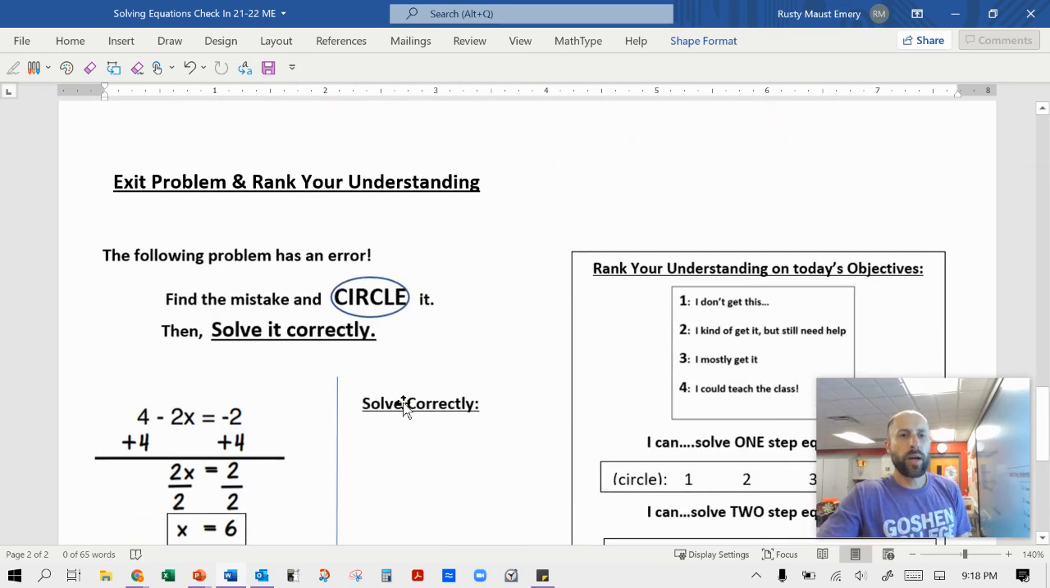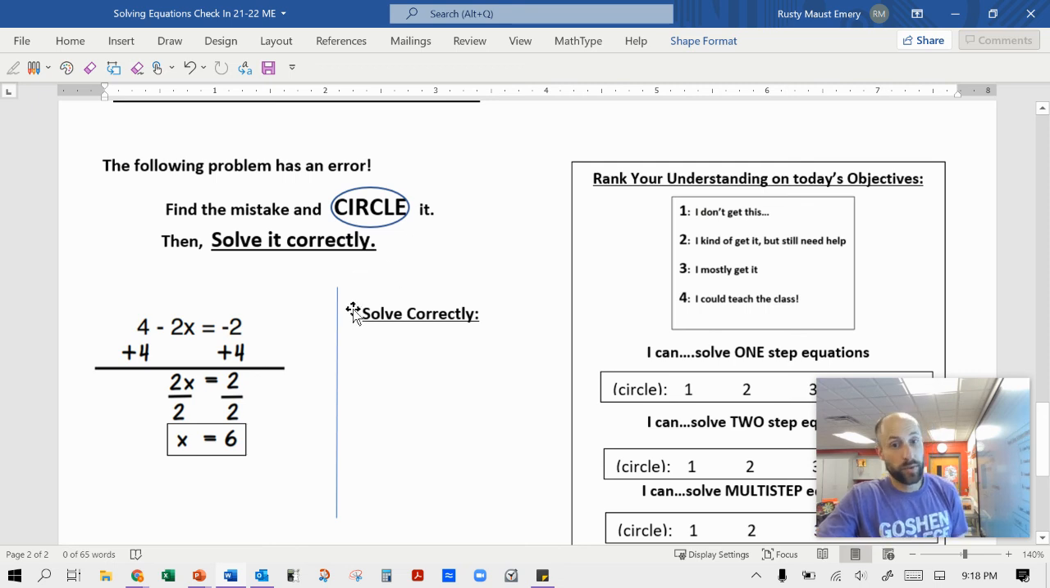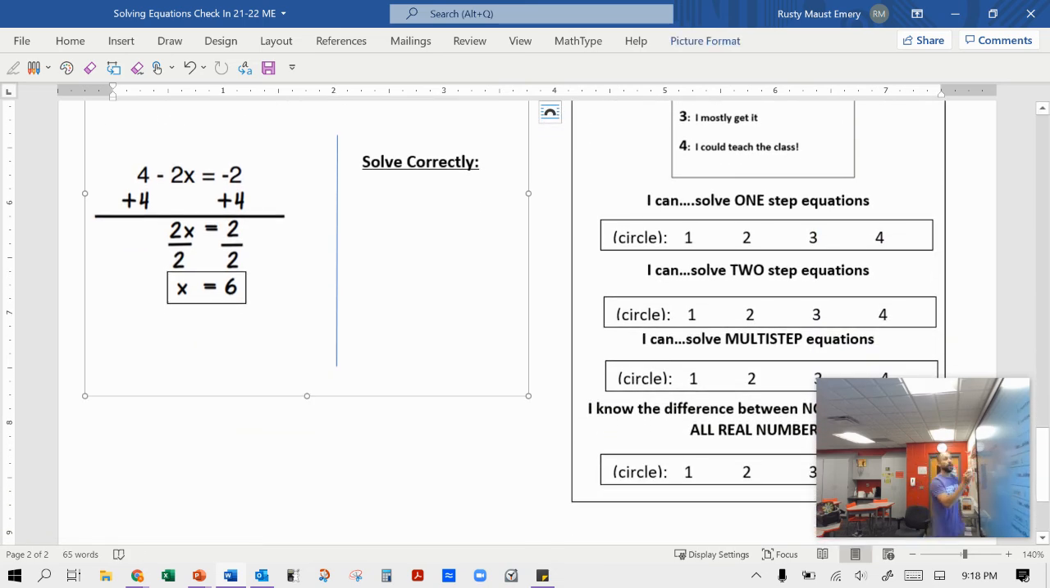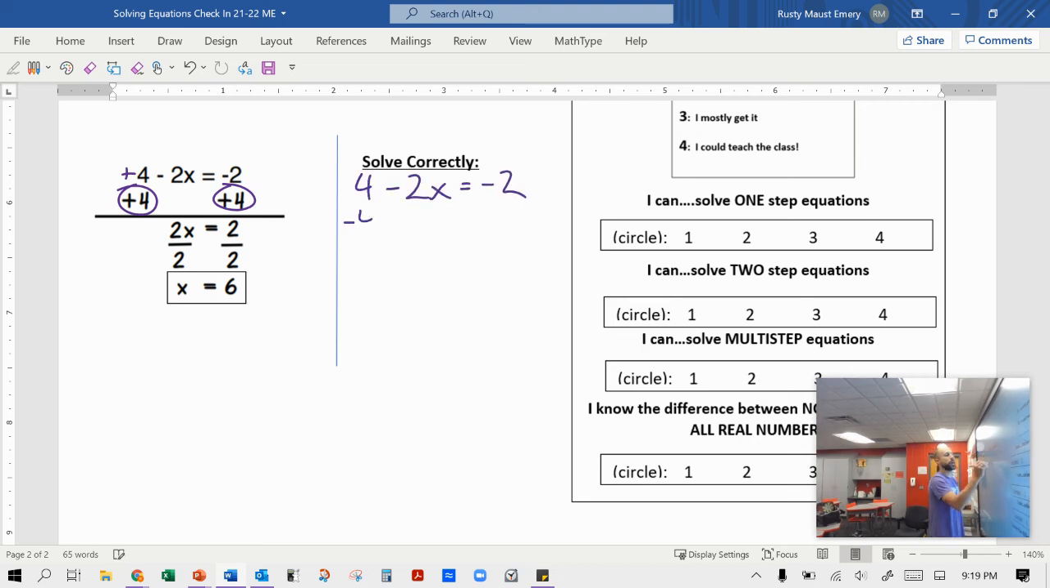Okay. On the exit problem, if you haven't tried it yet, again, pause the video, try it, see if you can find the mistake, and then solve it correctly. Right. So if you have tried it, here we go. The mistake, right, is the very first step right here. And we've talked about this before. You should not be adding 4 here because this 4 is already positive. This 4 needs to be subtracted. So starting at that first step, you need to subtract 4 from both sides.